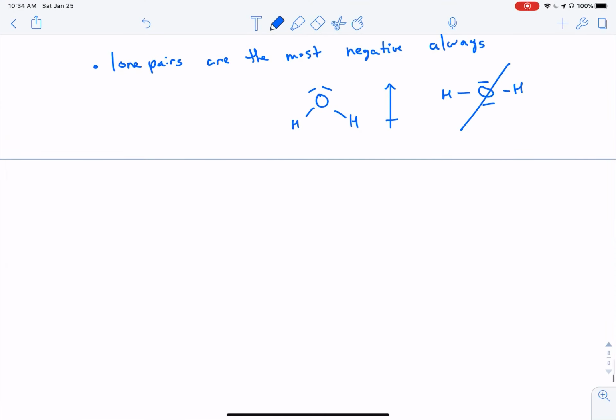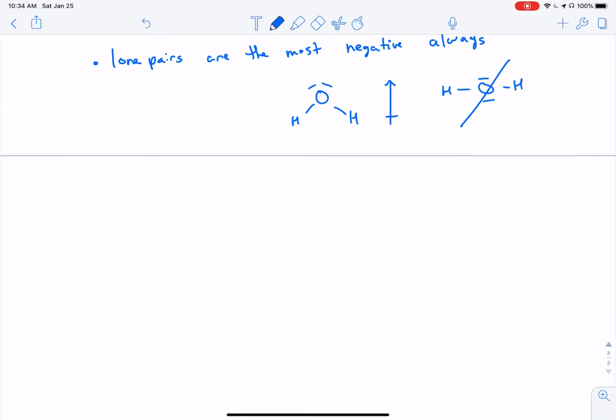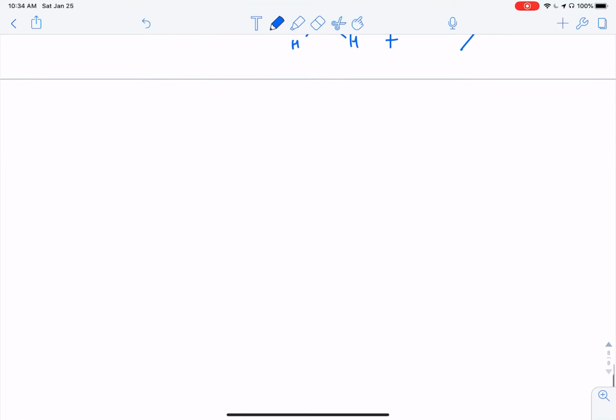Okay. So, lone pairs are always the most negative in molecular polarity. Now, briefly, molecular polarity leads us to the type of IMF that we have. I'm not going to go over this too much because I feel like we've talked about it before, but in covalent molecules, there are 3 types of IMFs. We have London dispersion forces, we have dipole-dipole, and then we have hydrogen bonding.